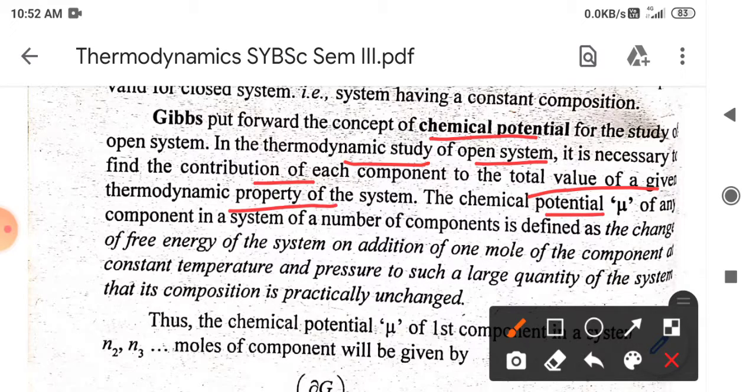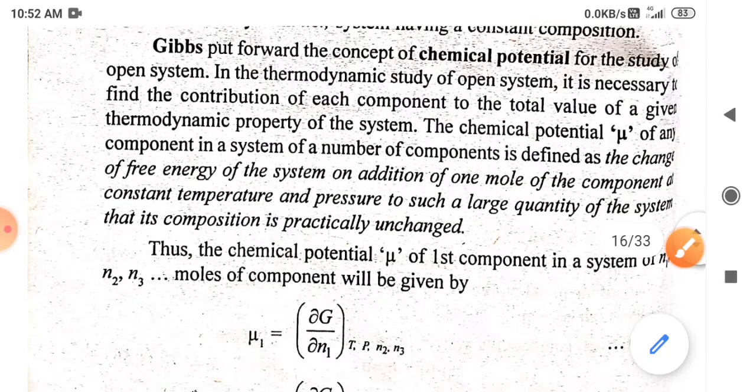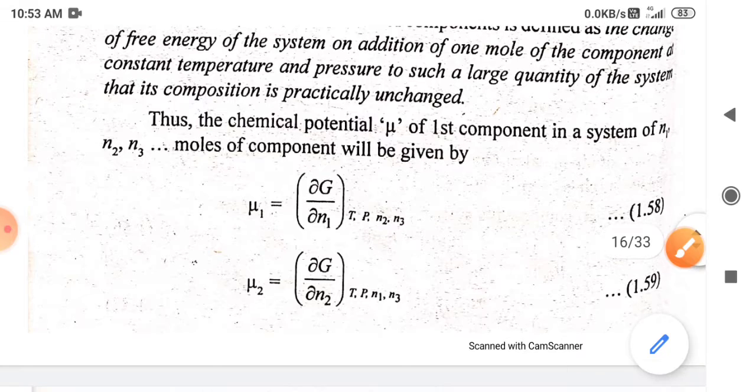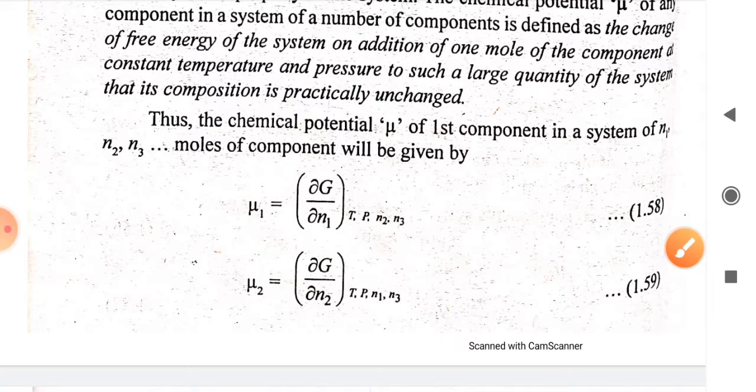The chemical potential mu of any component in the given system is defined as the change of free energy of that particular system upon addition of 1 mole of that particular component at constant temperature and pressure to such a large quantity that the system's values are practically unchanged. This is the definition of our partial molar properties, which we have already studied.